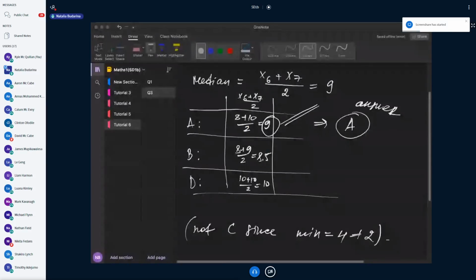Okay, you can see that only case A, only sequence A is the answer, yes, because the median is 9. We see from the box plot and we find that it's case A.